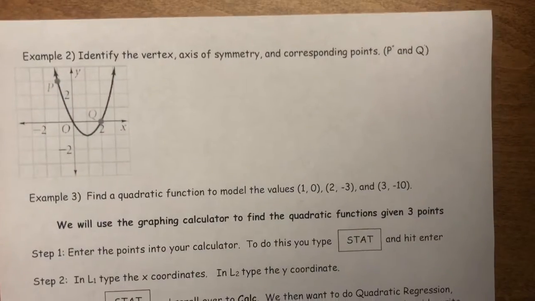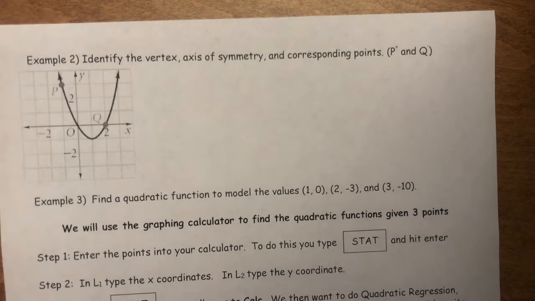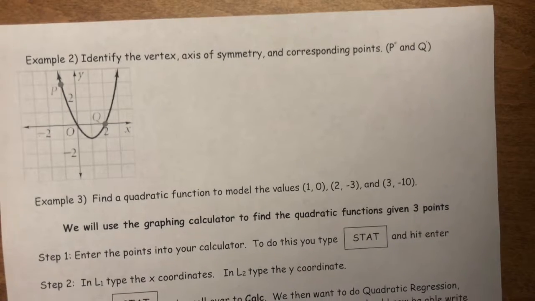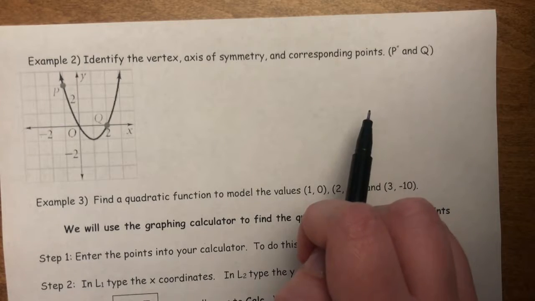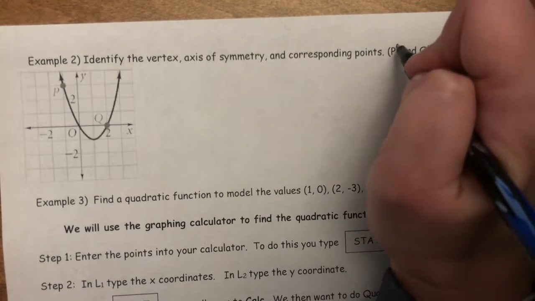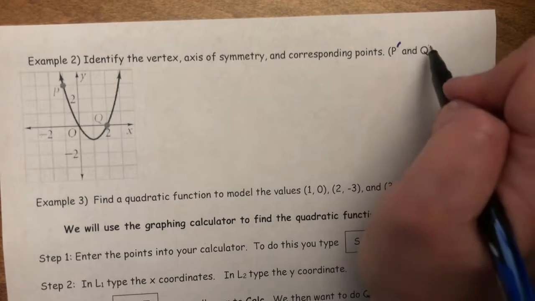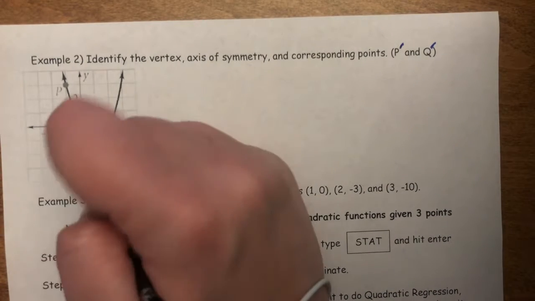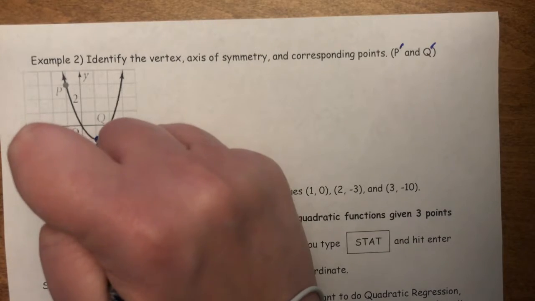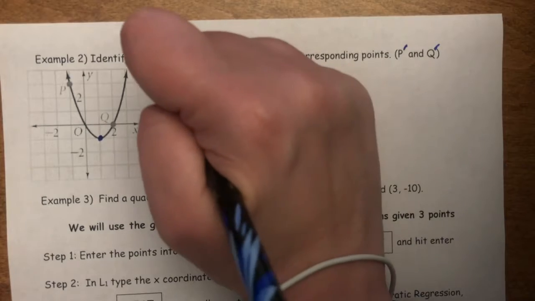Okay, for example 2, identify the vertex, the axis of symmetry, and the corresponding points. The corresponding points are going to be called P prime and Q prime. That should be a single apostrophe up there, we call that prime. So P prime and Q prime. We're going to look for the corresponding points to P and Q. Okay, so if we take a look, we can identify our vertex very clearly. We can mark it on our graph, and we see that the ordered pair would be 1, -1.